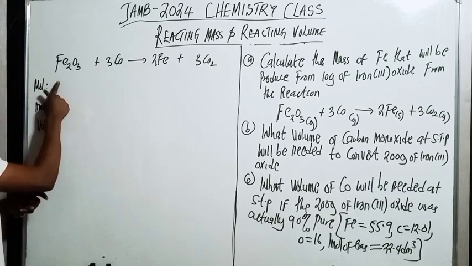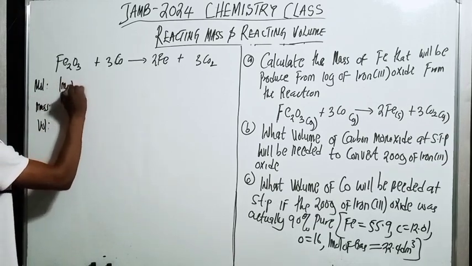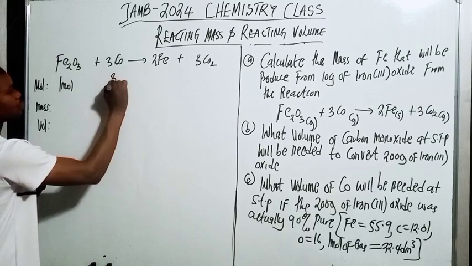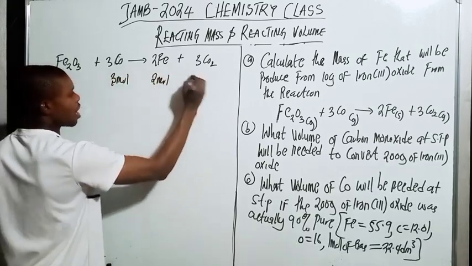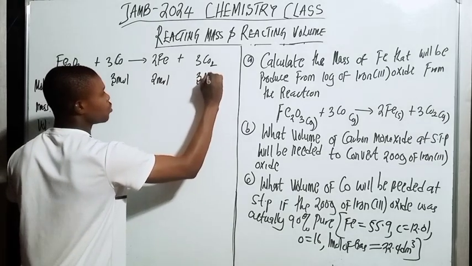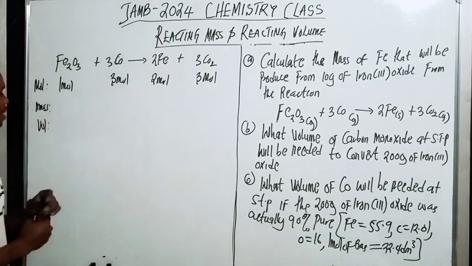So how many moles do you have here? Here we have one mole. Here we have three moles. Here we have two moles. Here we have three moles. Do you understand? Now, what about the mass?